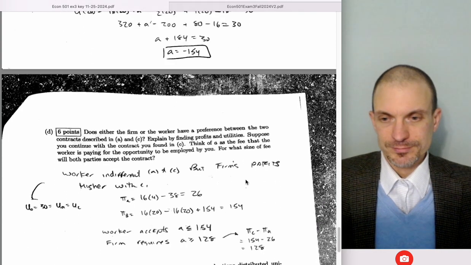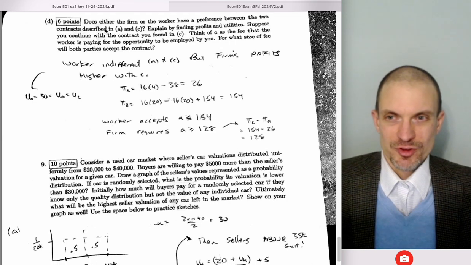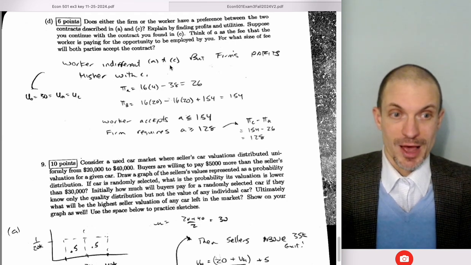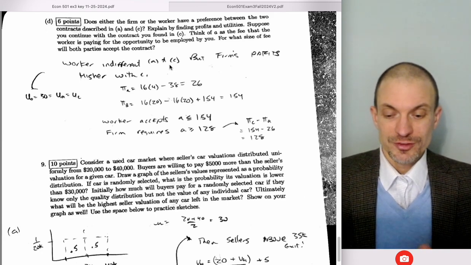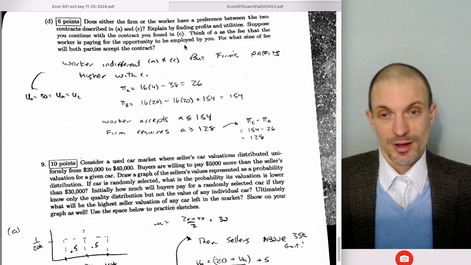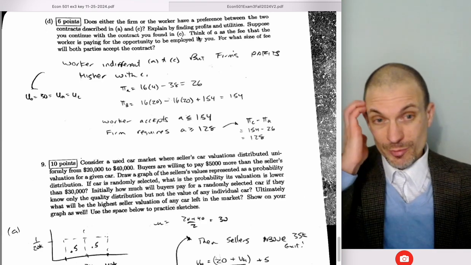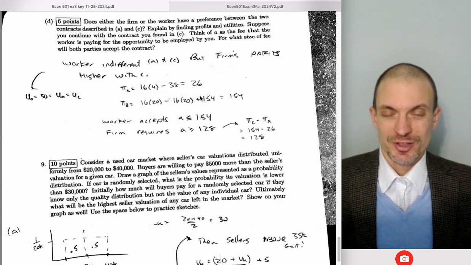Okay, so does the firm or the worker have a preference between the two contracts? Well, the worker's indifferent. By construction, the worker's going to get 30 whether they get the fixed wage or the full incentive contract. What about from the perspective of the firm? Well, the firm would way rather have the full incentive contract, because then we get profits of 154, whereas our profits with the fixed wage were just 26.